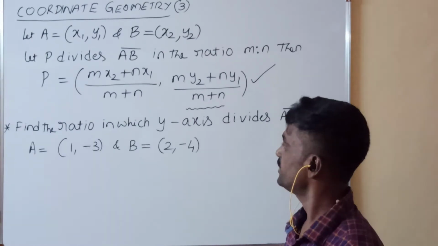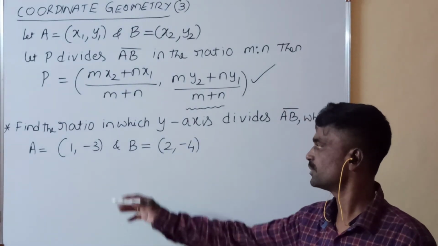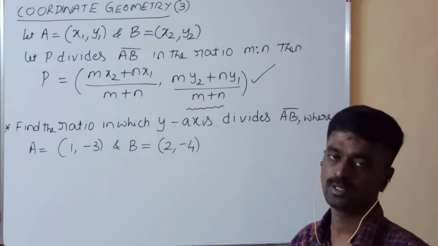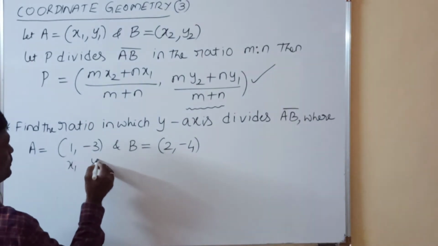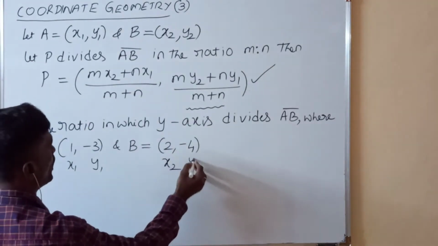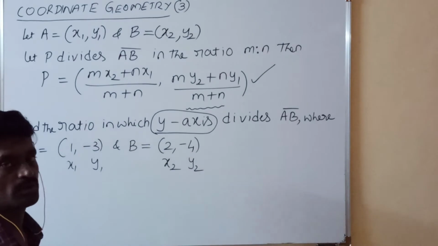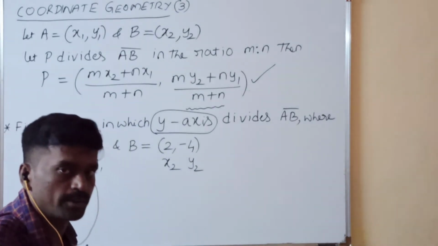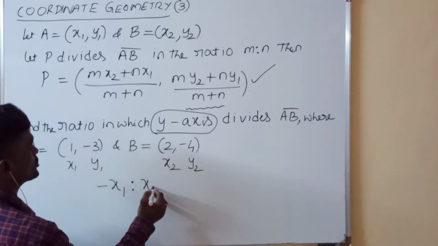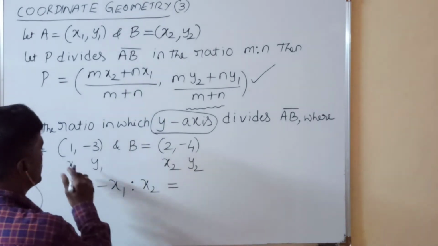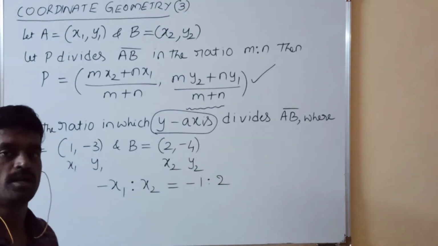Understood? So find the ratio in which the y-axis divides the segment AB where A point is (1, minus 3), B point is (2, minus 4). So just compare the given coordinates. First point is like x1, y1. Second point coordinates are x2, y2. And here, x-axis or y-axis? Y-axis. So for the y-axis, what do you get, x coordinates or y coordinates? X coordinates. So the required ratio will be what? Minus x1 is to x2. So minus x1, what is the x1 value? 1, is to x2 value 2. So what ratio are you getting?